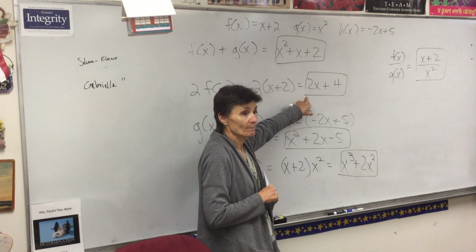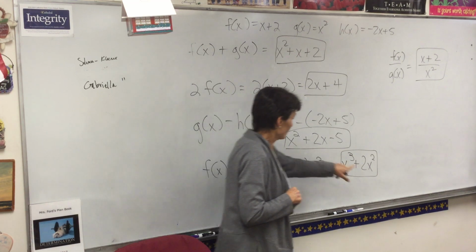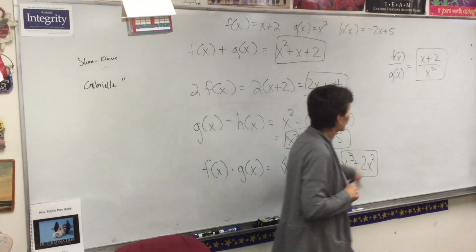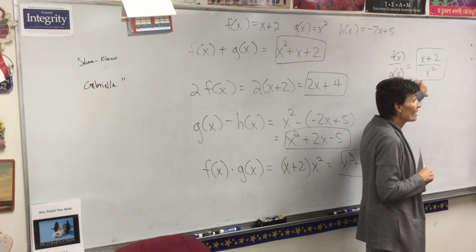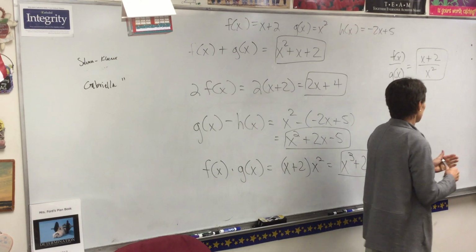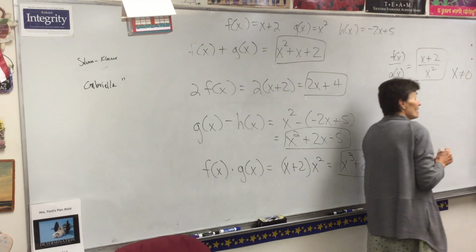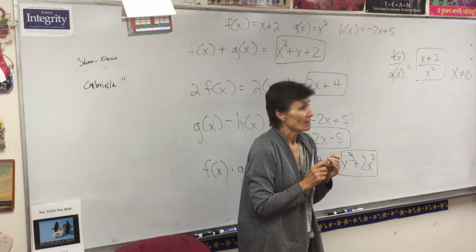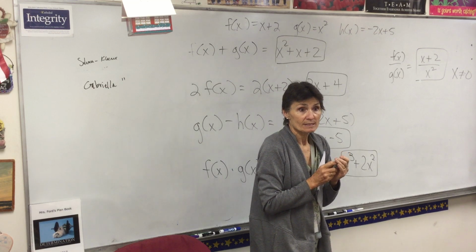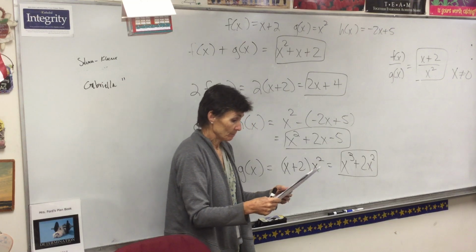What's this domain? This one. This one. This one. x cannot equal 0. x cannot equal 0 is your domain. Because what is the rule for denominators? They can't equal 0. Denominators cannot equal 0.